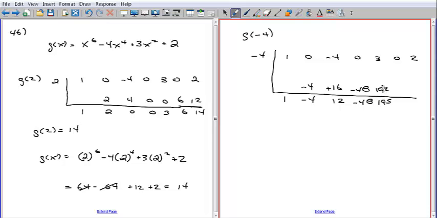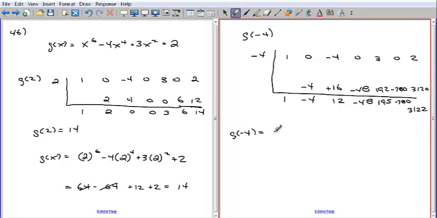195 times negative 4 is negative 780. Add these together, you get negative 780. Negative 4 times negative 780 is 3,120 plus 2, 3,122. Hopefully you did that right, so let's just check it.